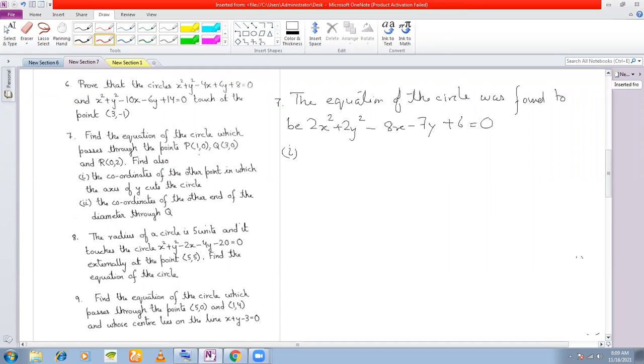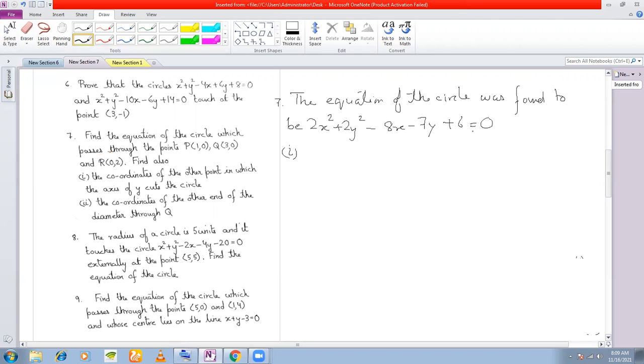If you see, the circle passes through these 3 points, P, Q, and R. So which one lies on the y-axis? This one. So this is the first point at which the circle intersects the y-axis. They are asking you what is the other point in which the circle cuts the y-axis, right?